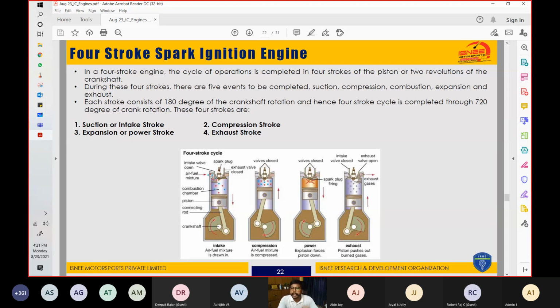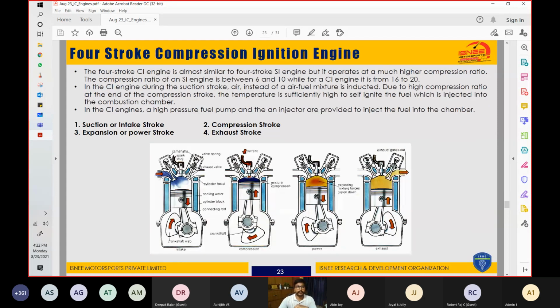So in one cycle, understand that the piston has 4 strokes and the crankshaft revolves twice. So these are things that we need to understand. So we'll relate it with the compression ignition engine also, and with the 2-stroke engine also. Let's go ahead and see what is the 4-stroke compression ignition engine.